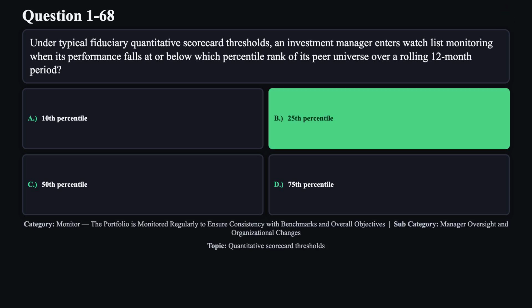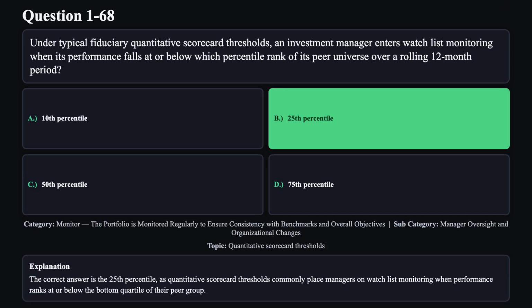The correct answer is B. The correct answer is the 25th percentile, as quantitative scorecard thresholds commonly place managers on watchlist monitoring when performance ranks at or below the bottom quartile of their peer group.